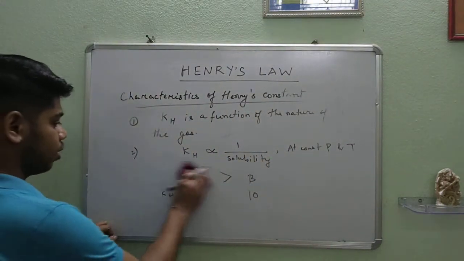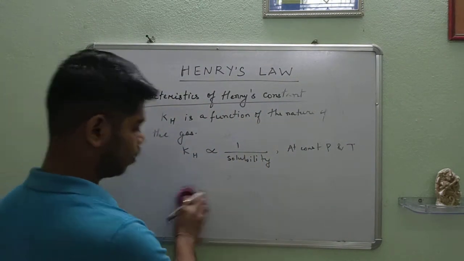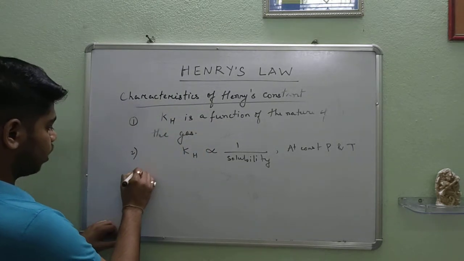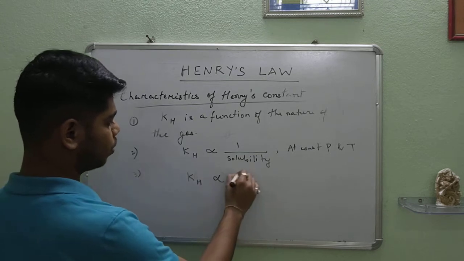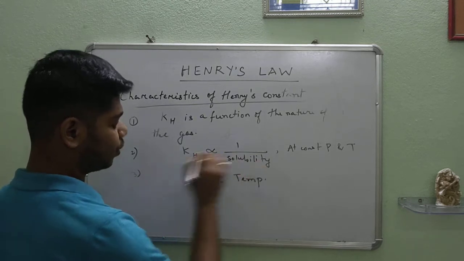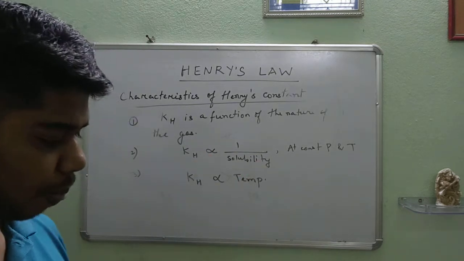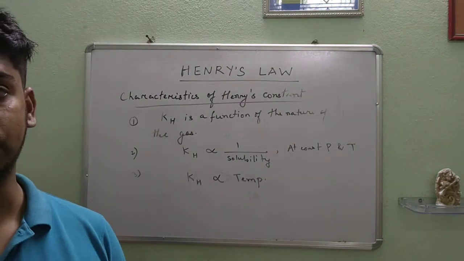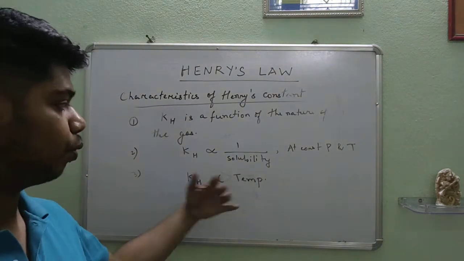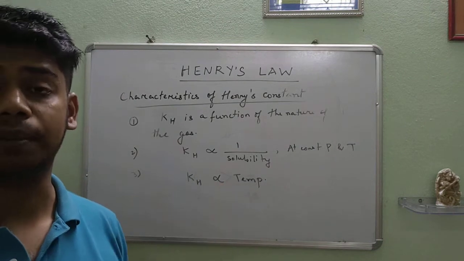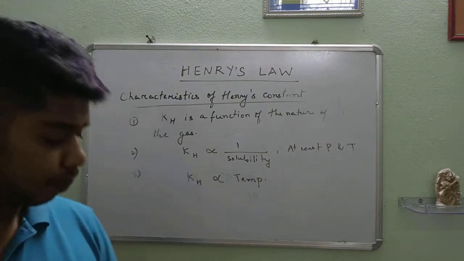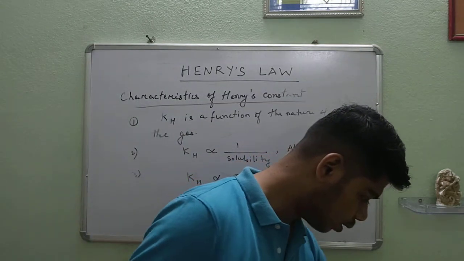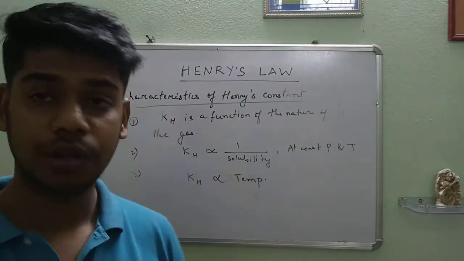Coming to the third characteristic, number three: KH is directly proportional to temperature. The more the temperature, the more will be the value of KH. So these are the characteristics of Henry's constant.